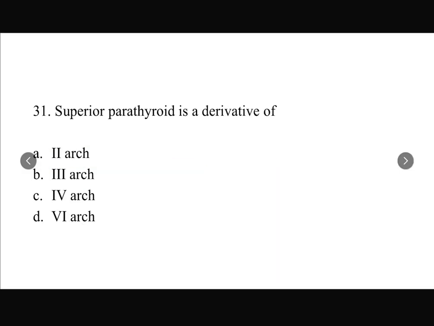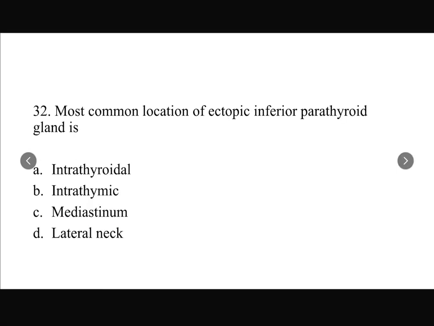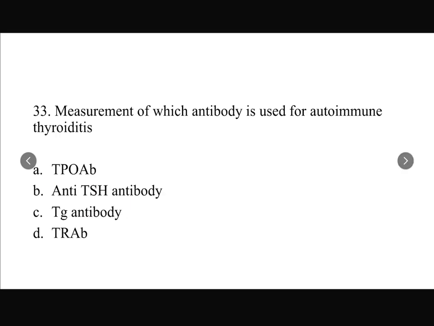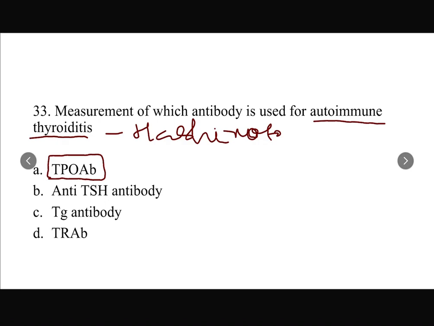So superior parathyroid is a derivative of the fourth arch, whereas the third arch gives rise to the inferior parathyroid and the thymus. Most common location of ectopic inferior parathyroid gland is intrathymic, that is within the thymus, because both thymus and inferior parathyroids are derived from the third arch. So measurement of which antibody is used for autoimmune thyroiditis? Autoimmune thyroiditis is nothing but Hashimoto's. So in Hashimoto's thyroiditis, you have the anti-TPO antibodies which are elevated.